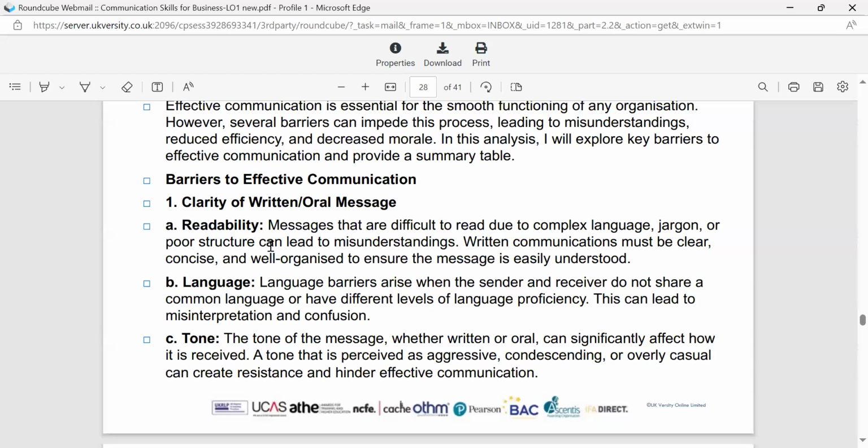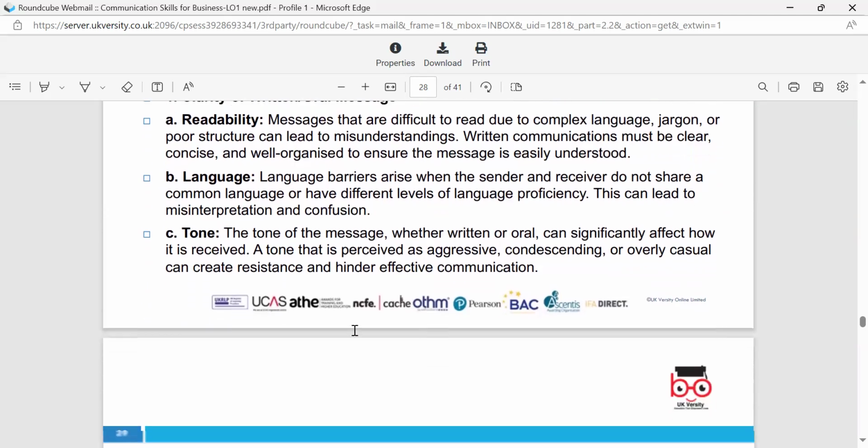Linguistic barriers, one can consider the language of different regions as well, can lead to ineffective communication. The dialects of every two regions keep changing with every few kilometers. So in the workplace, different employees will have different linguistic skills, and this affects the operation of an organization. The tone of the message, whether written or oral, can significantly affect how it is received. A tone that is perceived as aggressive, condescending, or overly casual can create resistance and hinder effective communication.